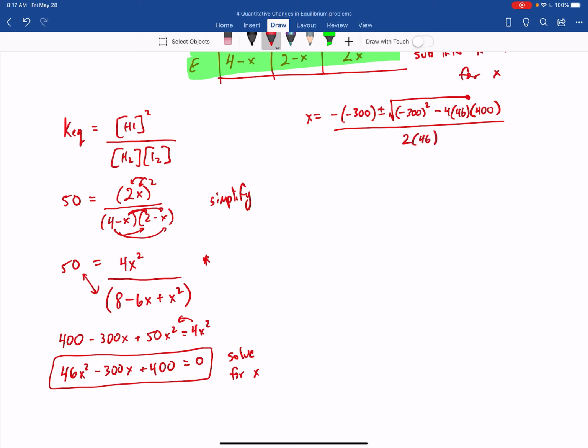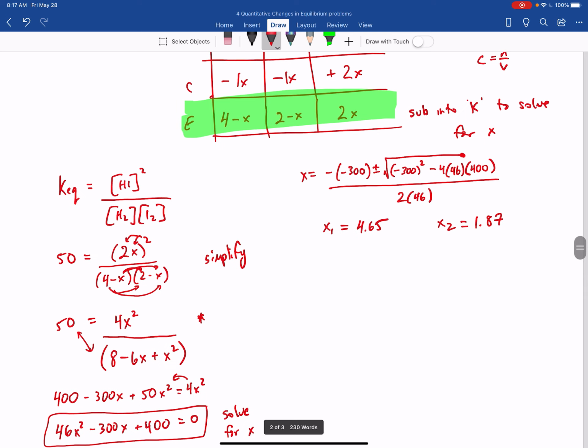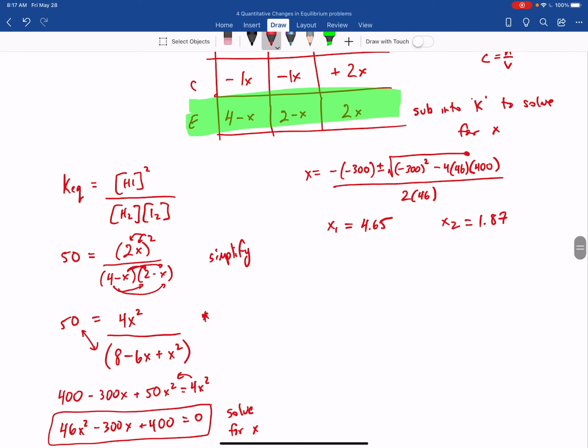So it's a lot of work, but when we break that down, you can use either your calculator, which has a program in it to determine what the roots are, or you can solve it by hand. We'll get 4.65 for our first root and 1.87 for our second root. So now we have to decide which one works for us. If I look at this x, x is going to be subtracted. In the table here, the first column, the equilibrium concentration is 4 minus x. So if we used 4.65, we'd get a negative value for concentration. So we can't do that.